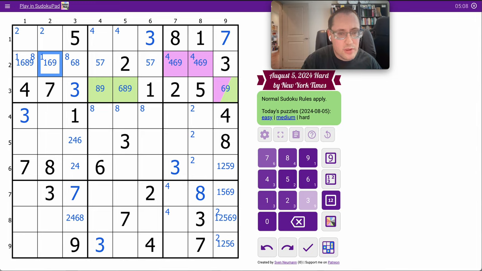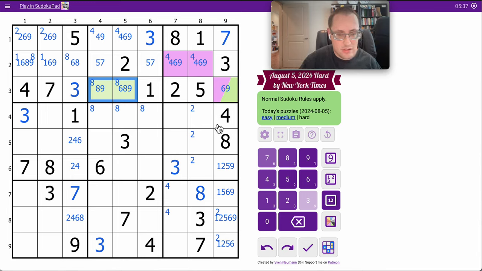So this wasn't helpful. 1, 3, 5, 7, 8. I need 2, 4, 6, and 9 to finish row 1. Those can't be 2. This is 4 or 9. This can be 4, 6, or 9, I think. That forces an 8 in one of two spots.